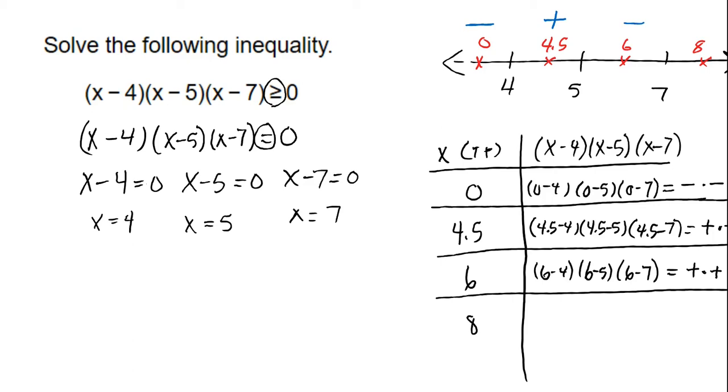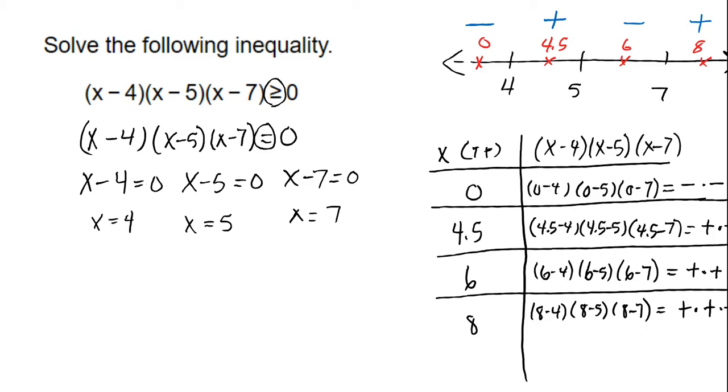For our last test point, we would have 8 minus 4 times 8 minus 5 times 8 minus 7. 8 minus 4 is a positive. 8 minus 5 is a positive. And 8 minus 7 is a positive. Positive times a positive is a positive. So our last interval will be a positive.